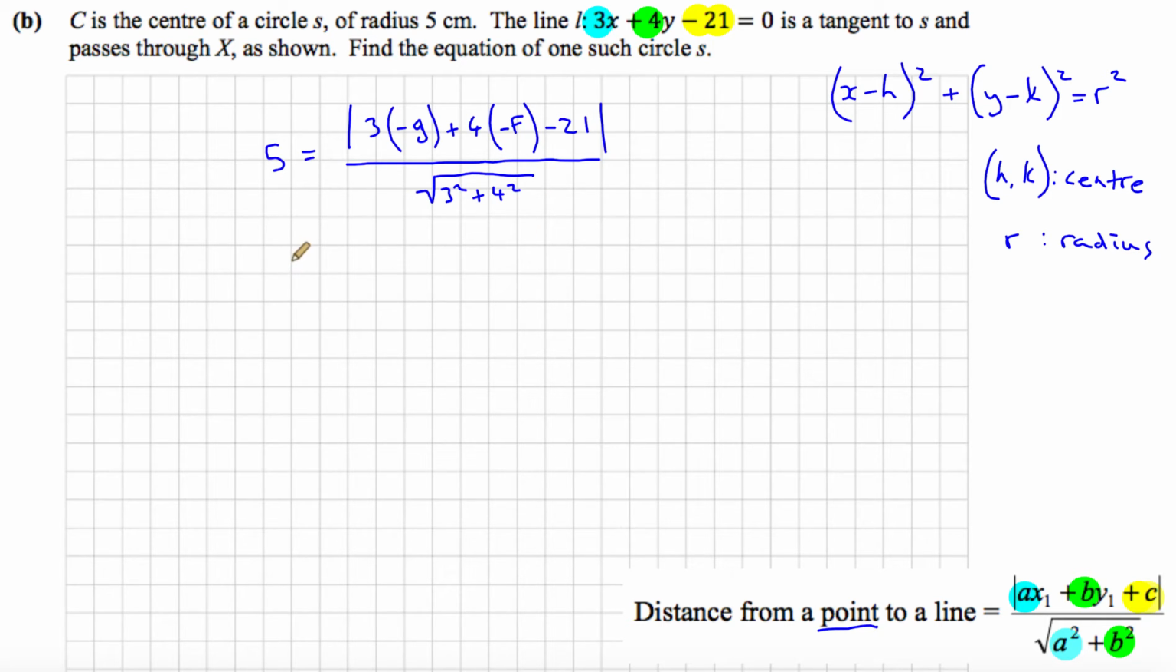Okay, so tidying this up a little bit, we get 5 is equal to the modulus of minus 3g minus 4f minus 21, and that's all going to be over the square root of 3 squared plus 4 squared. When we do this in our calculator, we get 5. Okay, so now we can multiply both sides by 5, and that gives us 25 is equal to the modulus of minus 3g minus 4f minus 21.